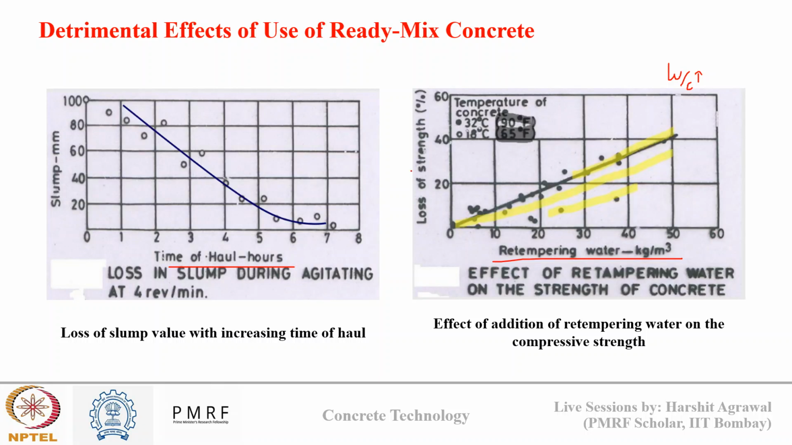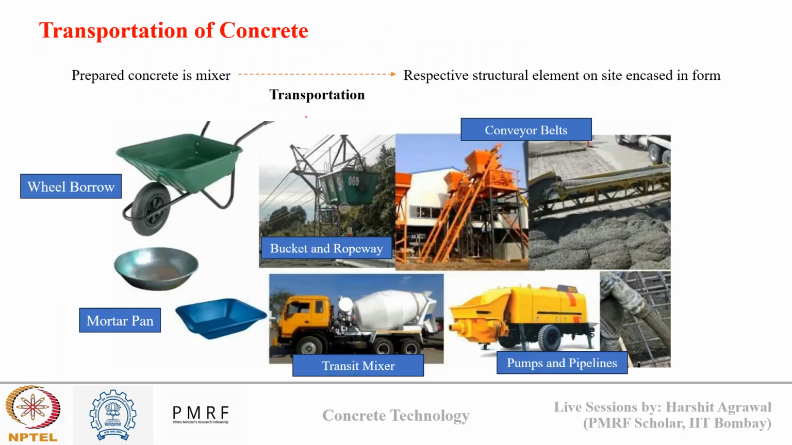And this was about RMC, like different application ways, benefits, and its negative effect. Now, for transportation of conventional concrete from mixing plant to a structural element that is enclosed in a formwork, there are different ways. First is wheelbarrow and mortar pan. These are some old and commonly used methods which are mostly used for short distance transport and small scale projects.